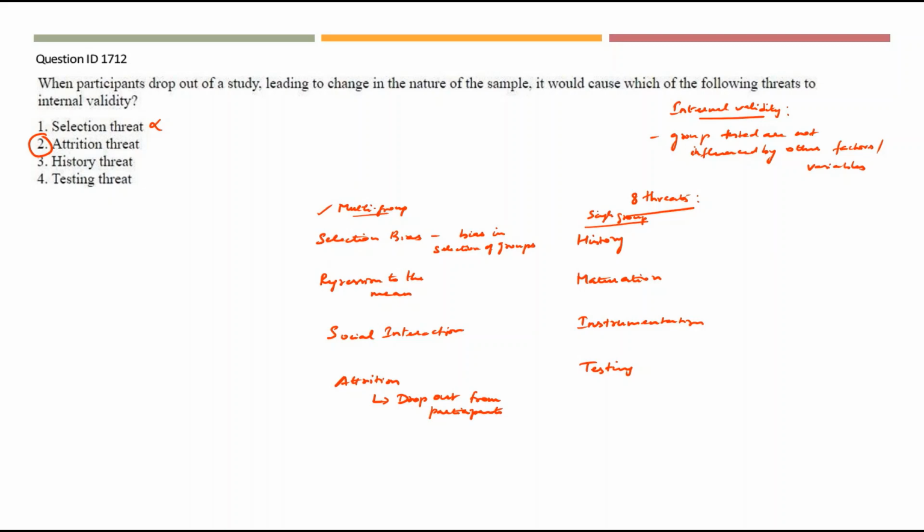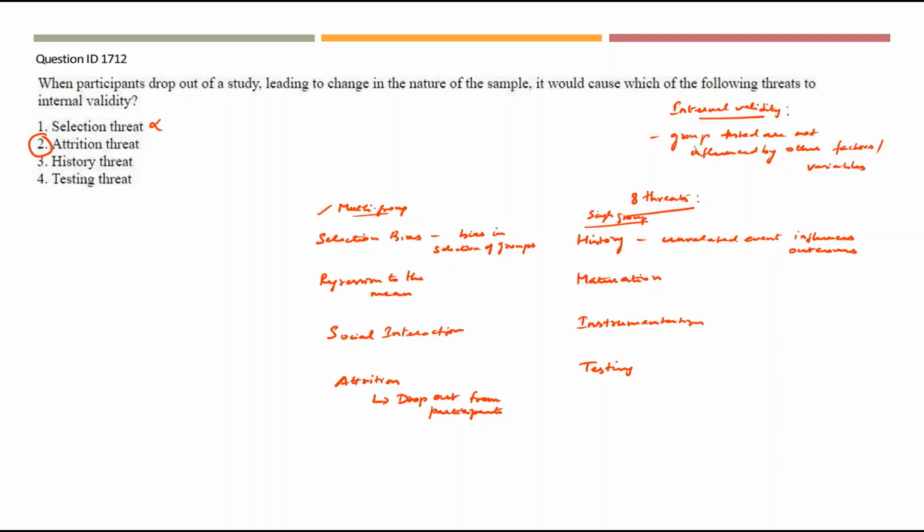Unrelated event influences the outcomes. Unrelated events in the sense, if there are two measurements, first and second measurement, if there are specific events that are occurring between first and second measurement, that may influence the outcomes. So in that angle they are saying.